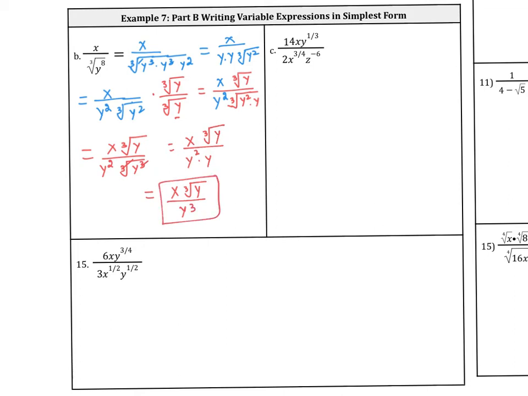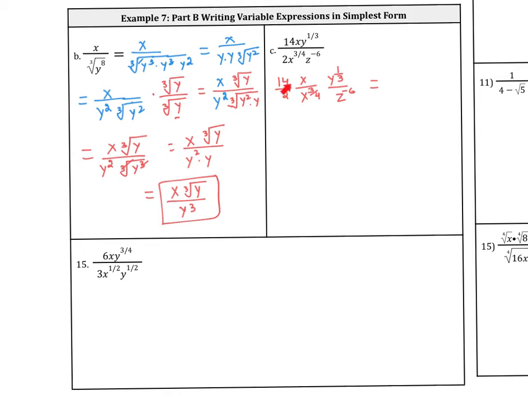For the next, letter C, I'm going to write them in a separate form. So 14 divided by 2, x divided by x to the power 3 over 4, y to the power 1 over 3, over z to the power negative 6. If you notice this z to the power negative 6, we want to make it positive. So we're going to flip it to the top.